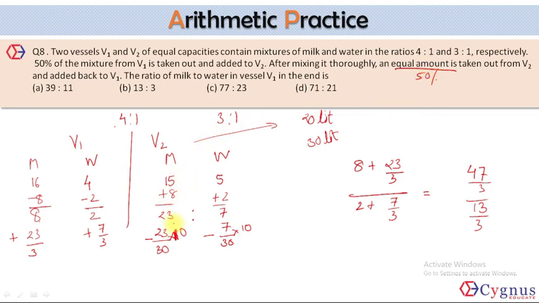If you add 50%, that means this will become what? 23 by 30 of 15, and this will become again 15, because I'll take half of the quantity out of this 30. So this will give you 23 by 2. So I should make 2 here, and again I should make 2 here. So this becomes 23 by 2, this becomes 7 by 2. Now 16 plus 23 will give you 39. 39 by 2, and this is 4 plus 7, 11. 11 by 2. So the answer should become 39 by 11. So it should be the first option. The answer should be the first option.